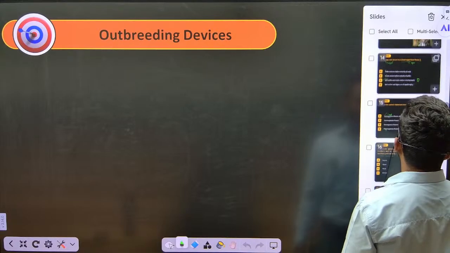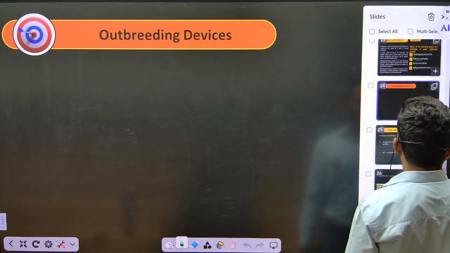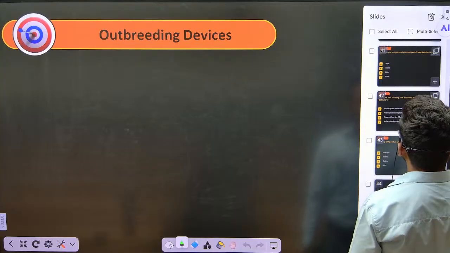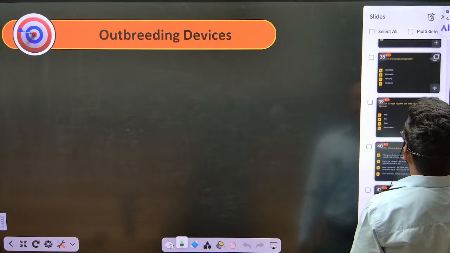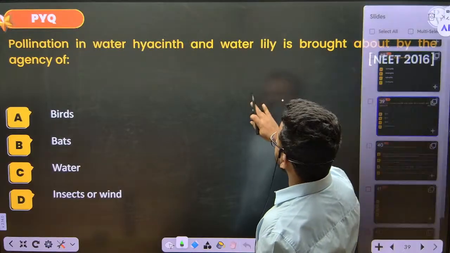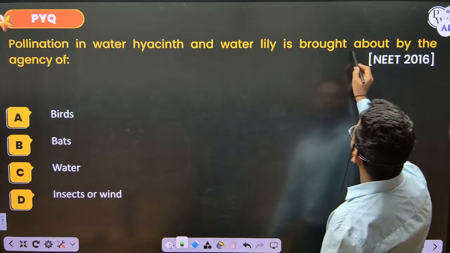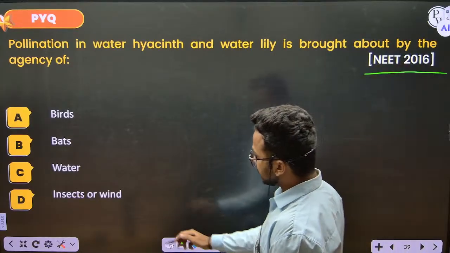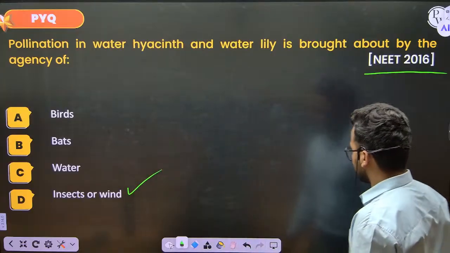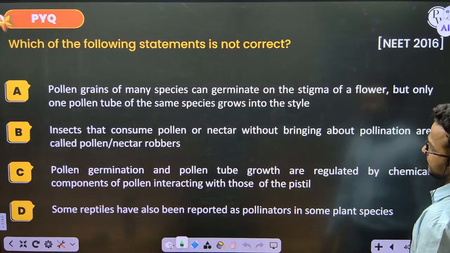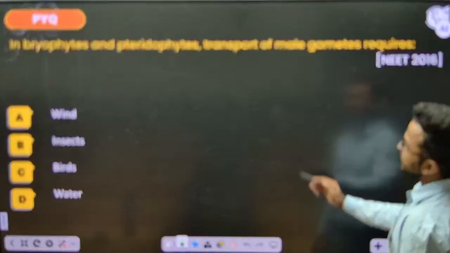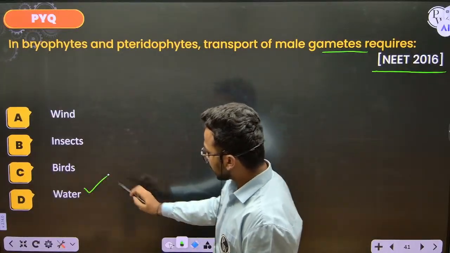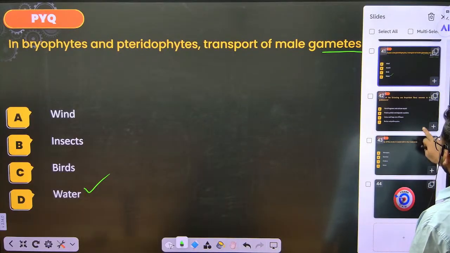We just revise the pollen, how the flower is featured. So there are some questions even in the NEET they asked. For example, like this one, pollination in water hyacinth and water lily is brought by, NEET 2016 question. It is insect or wind, not by water. And in bryophytes and pteridophytes, NEET 2016, transport of male gametes requires water. That is also a previous year question.